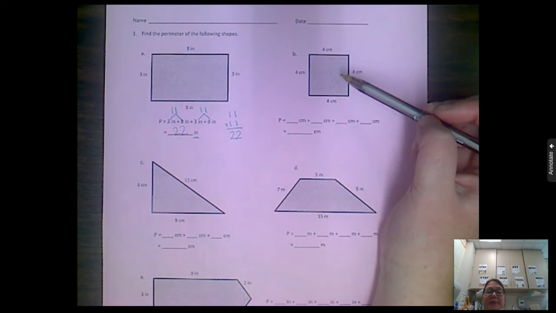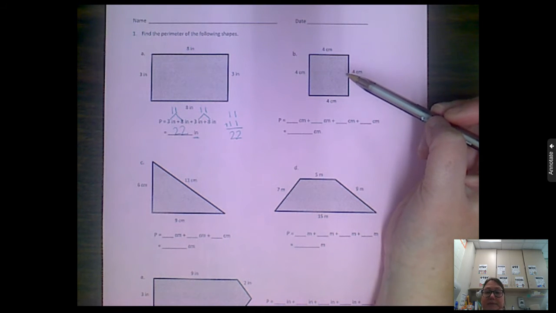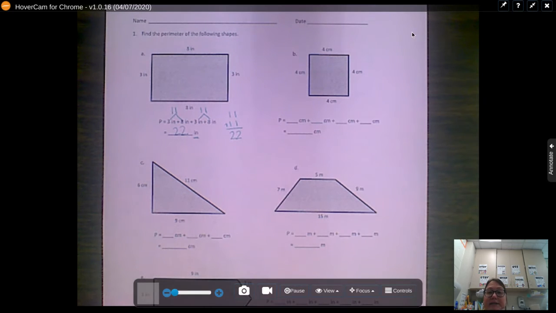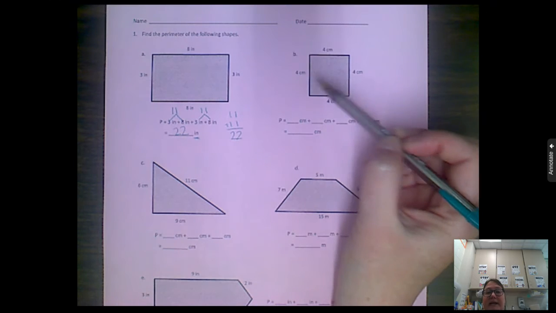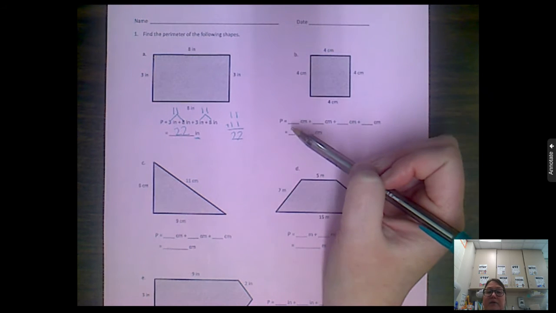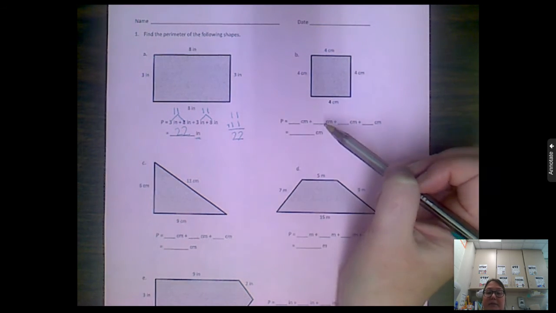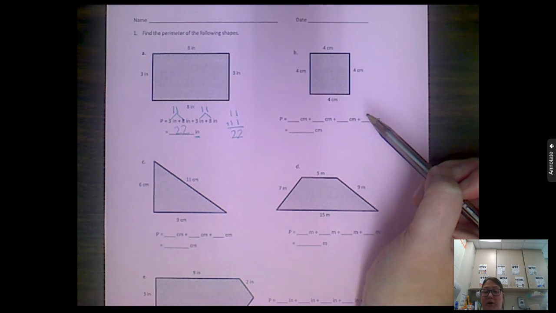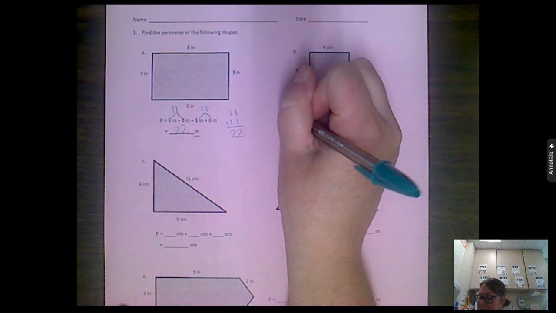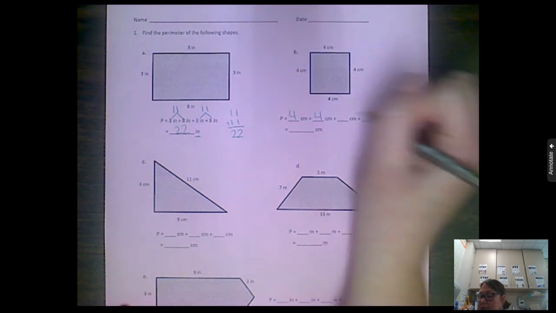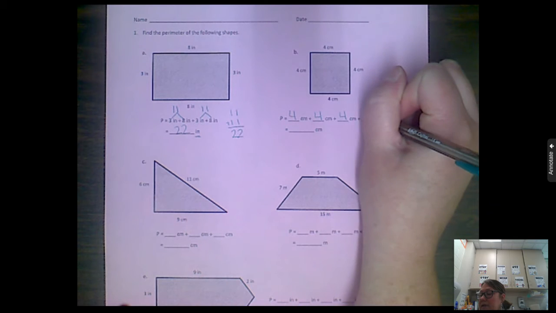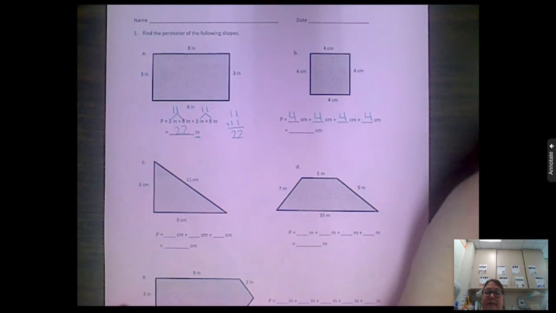So for B, what shape do I have here? I have a square, right? Because how do I know it's a square? All sides are equal. So all of my sides equal 4 centimeters. So it says P equals blank plus blank plus blank plus blank. What are you going to put in all of those blanks? 4s, right? Because my side lengths are 4. So P equals 4 centimeters plus 4 centimeters plus 4 centimeters plus 4 centimeters.